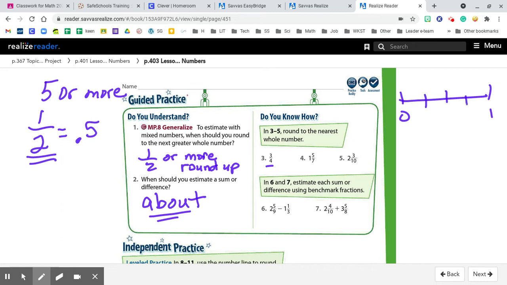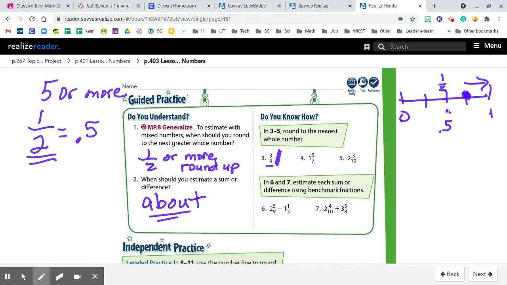you divide it into fourths because the denominator is telling me to divide it into fourths. 3/4 is way over here. Is it closer to 0, 1/2, or a whole? And for our rule for rounding, if it's 5 or more, we round up. So 3/4 will actually round up to a whole, not down to 1/2.